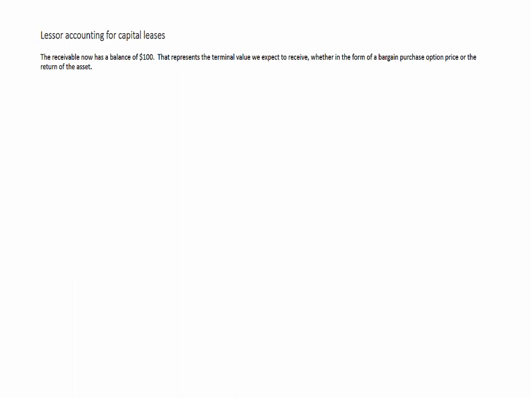Okay, again, now at the end of the 2 years, the receivable has a balance of $100. That represents the terminal value the lessor expects to receive. And so let's go ahead and run through the various possibilities. First, if it's a bargain purchase option, the assumption is that the lessee will exercise the option, writing a check for $100 to acquire title to the asset. So we'll get a check for $100, and that will pay down the balance of that receivable.